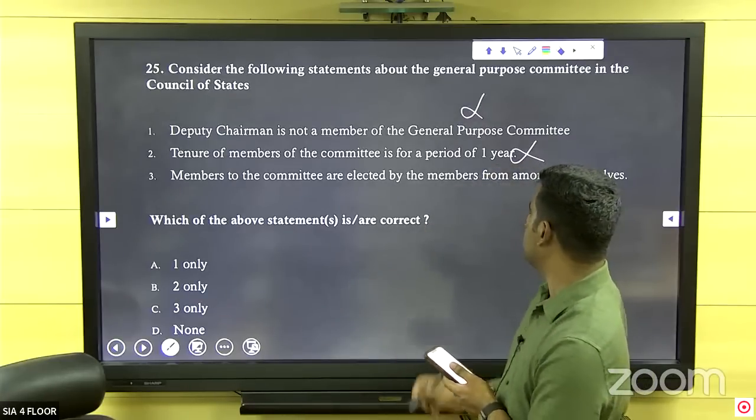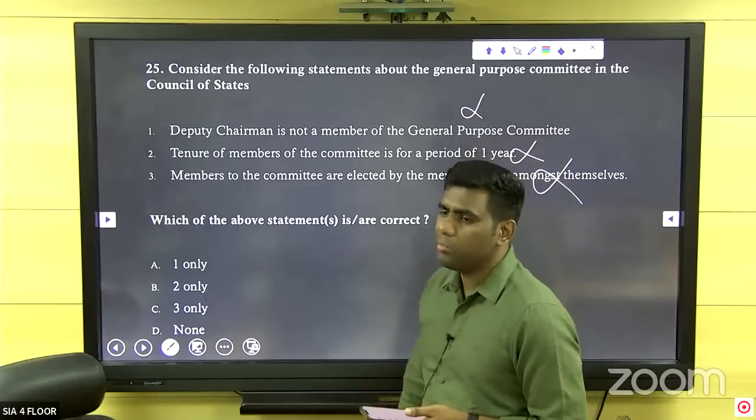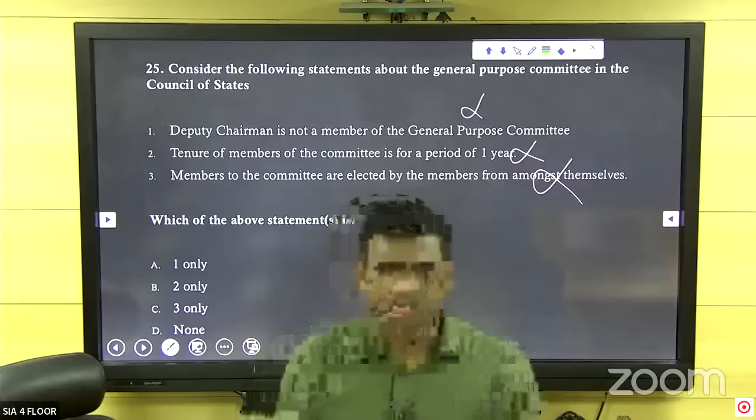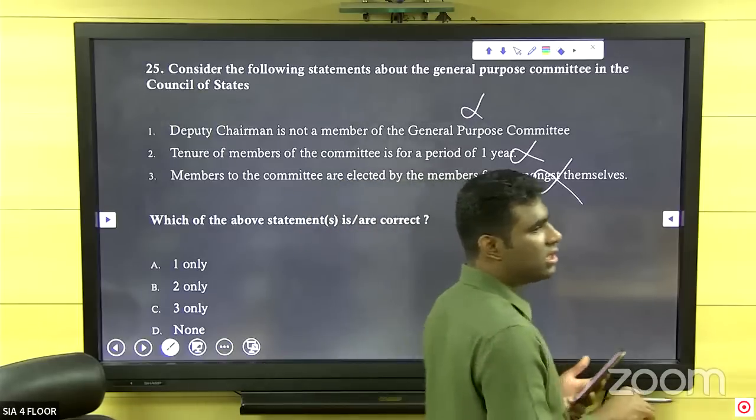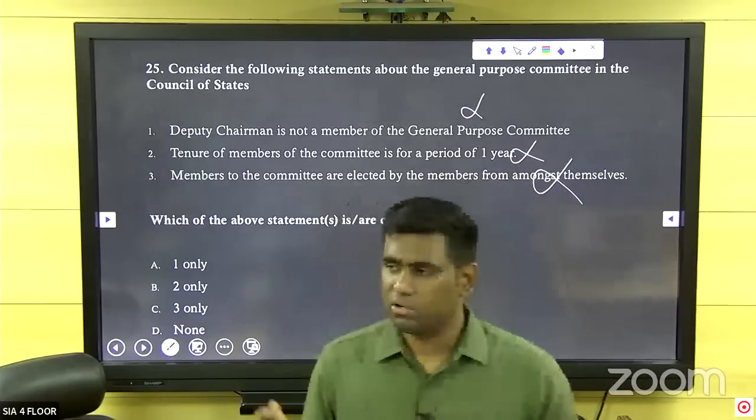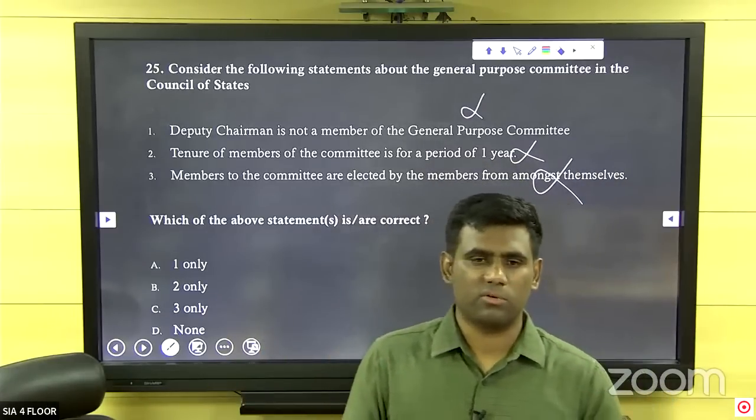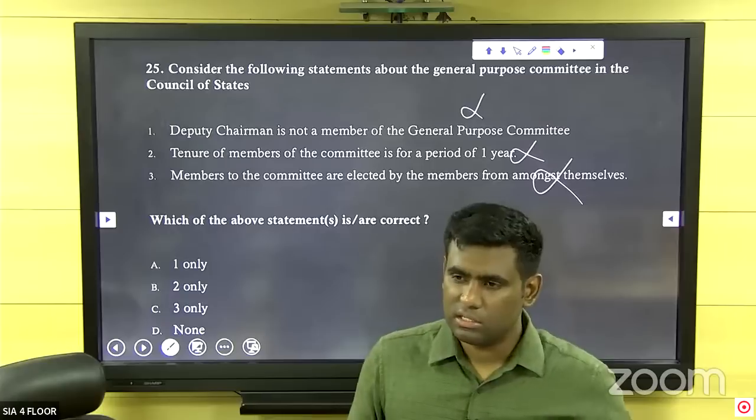And members of the committee are elected by the members from amongst themselves. That is also wrong. They are to be nominated by the chairman. They are not elected from amongst themselves. And the General Purpose Committee does not have a maximum cap on the number of members, because it's a very interesting committee. Who are the members? Every leader of every political party is a part of that committee.